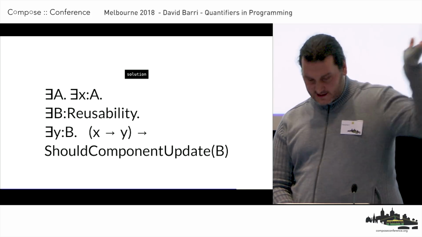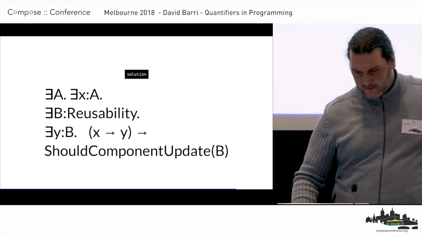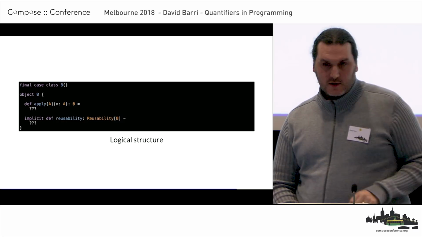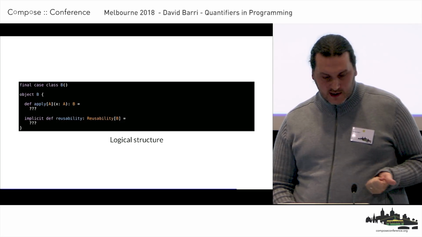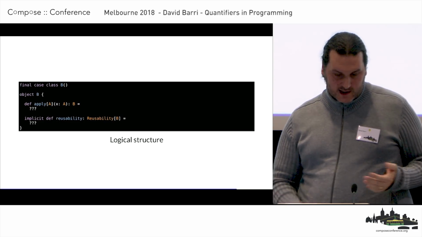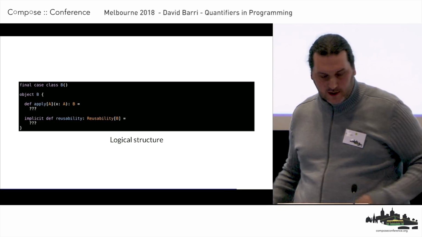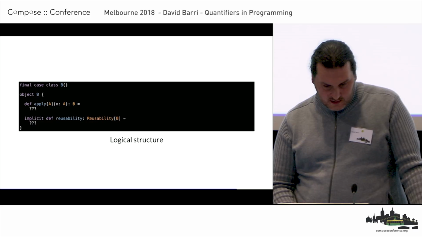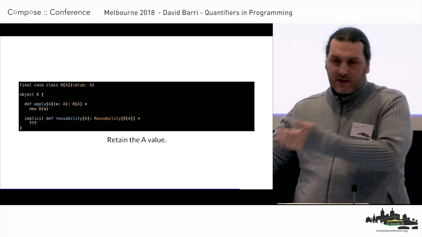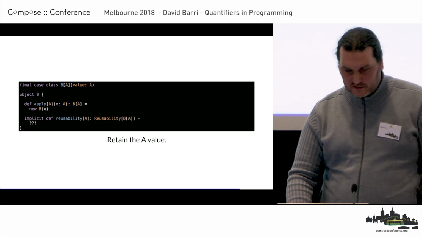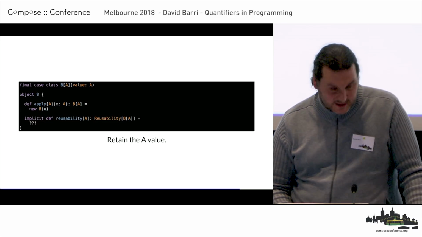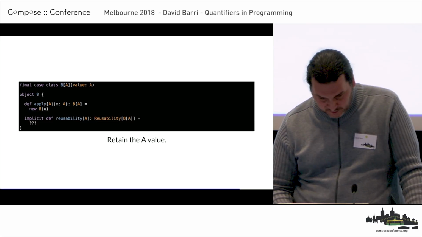So I'm just going to take this and turn it into code bit by bit. First of all, the structure. So there exists a type B. Here we go, case class B. It has reusability, and then we know that we want to take an X of type A into a B at some point. Next, we don't actually want to lose our A value in this process. So we'll add that in there and make sure that we retain it. So suddenly B is parameterized by A now.